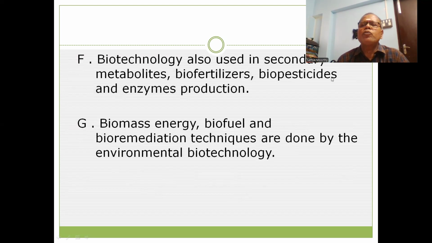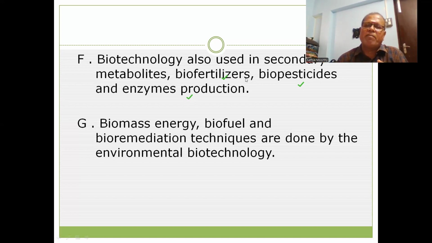And it is also used to produce secondary metabolites in large quantities, and for production of biofertilizers, production of biopesticides, and large-scale production of enzymes using the fermenter. Secondary metabolites are the end products of metabolism, and metabolites are of 2 types, namely the primary and the secondary metabolites. Primary metabolites are produced in large quantities, but the secondary metabolites are produced in very small quantities, and they are very useful to humans. Flavonoids and alkaloids all come under the secondary metabolites.